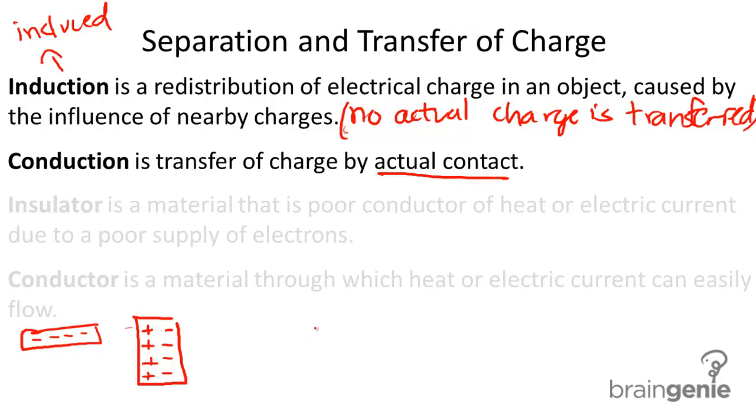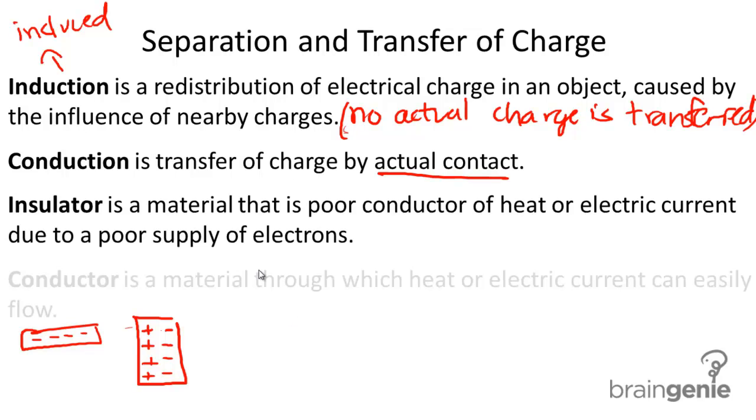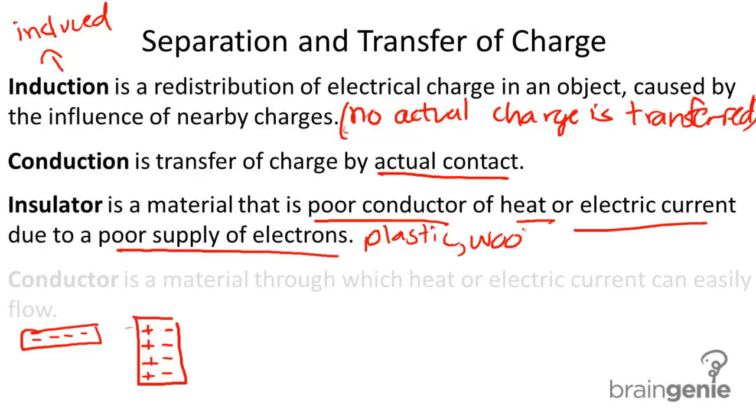The next two vocabulary words relate to different types of materials. The first is an insulator. An insulator is a material that is a poor conductor of both heat and electric current. It is because of the poor supply of electrons. Some examples are plastic, wool, basically anything non-metal. And this has to do with the arrangement of electrons.